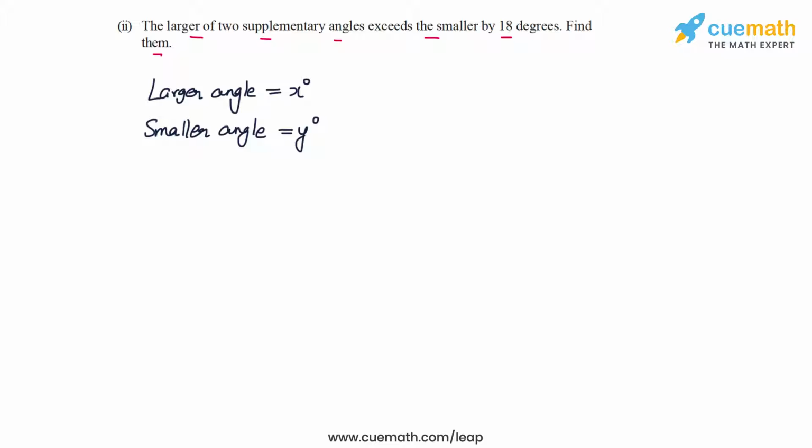Now the problem statement gives us two pieces of information about x and y. The first thing it says is that the two angles are supplementary, which means that their sum should be 180 degrees. From this we can write our first equation, x plus y equal to 180. The second thing it tells us is that the larger angle exceeds the smaller by 18 degrees, which means I can write x is equal to y plus 18. So these are the two equations that model the given situation.